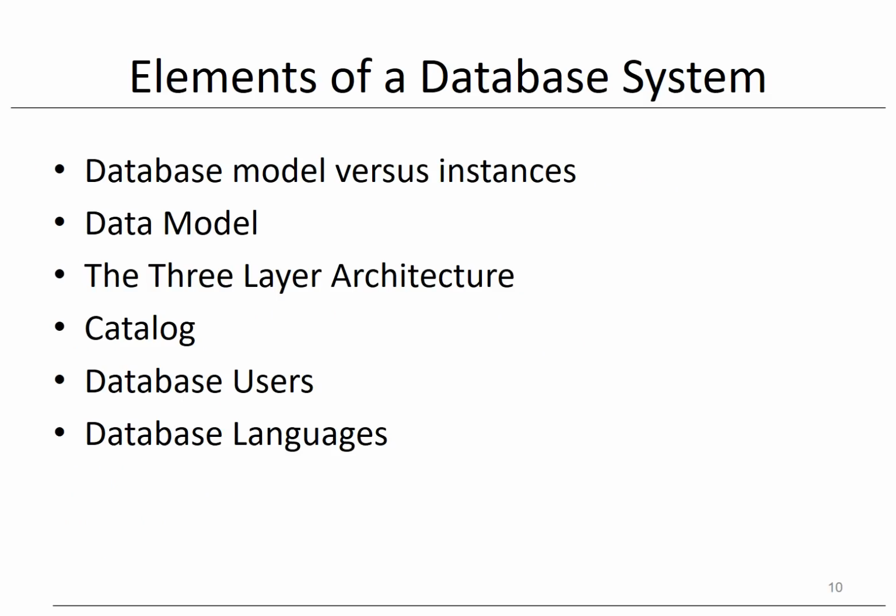In what follows, we discuss the elements of a database system: database model versus instances, data models, the three-layer architecture, the role of the catalog, the various types of database users, and DBMS languages.